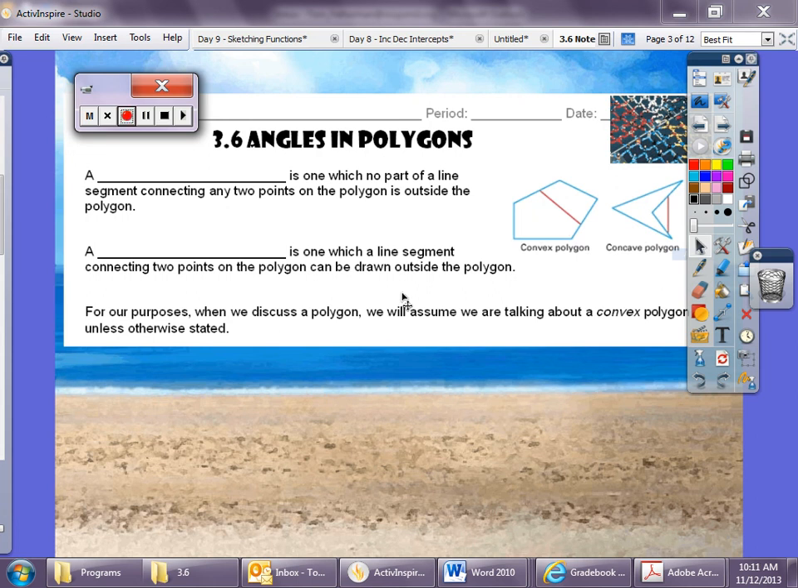Alright, notes 3.6, angles in polygons. So a convex polygon is one in which no part of a line segment connecting any two points on the polygon is outside the polygon. So the line is always inside. Wherever we connect these points, it's always inside.